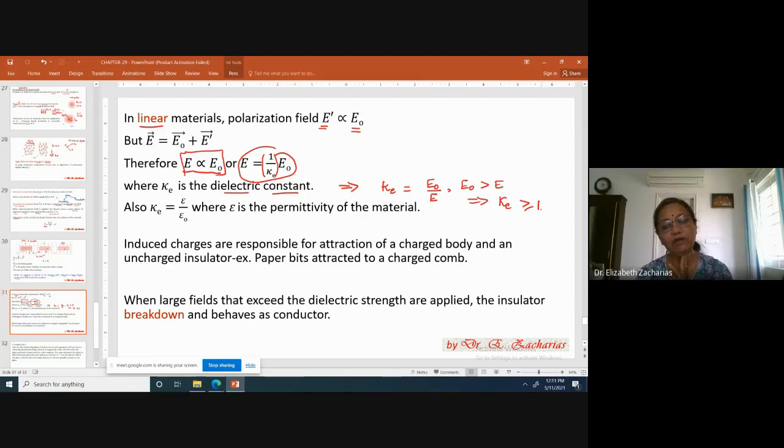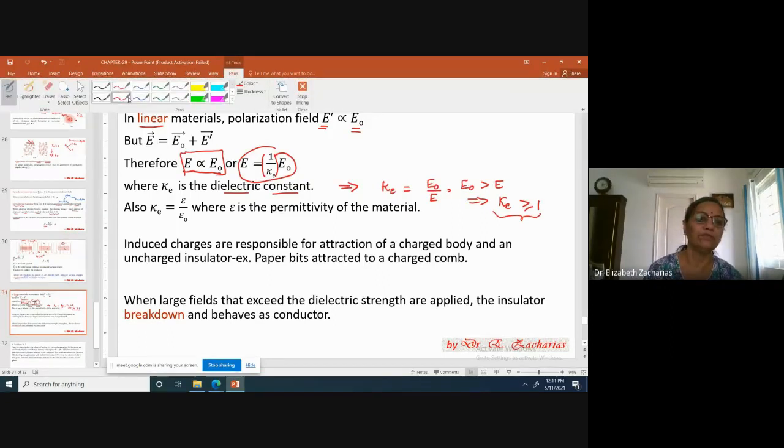When will it be 1? It will be 1 for free space. And for all other dielectrics, it will be greater than 1. I am deliberately writing this because you should have an understanding. Many times in an examination, you see whether it is E naught by E or E by E naught. Then immediately you think of the dielectric constant, whose values have to be 1 or greater than 1. Therefore, the formula is this. If you are able to connect ideas like this, learning becomes easy.